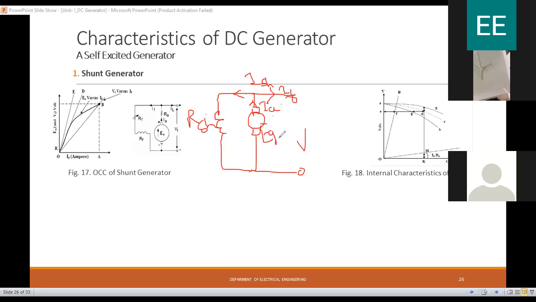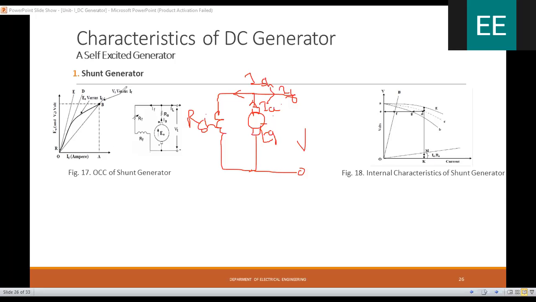Okay, so see, at no load condition, the DC shunt generator will run at a constant speed, or it will induce a constant EMF. The field current of this DC shunt generator is constant. If the field current of the DC shunt generator is constant, then at that situation the induced EMF of the DC shunt generator is also constant.